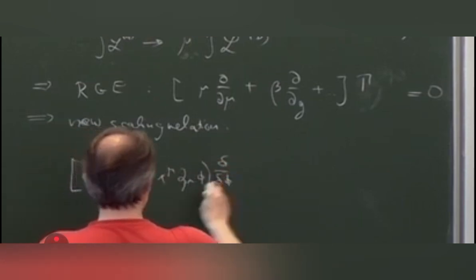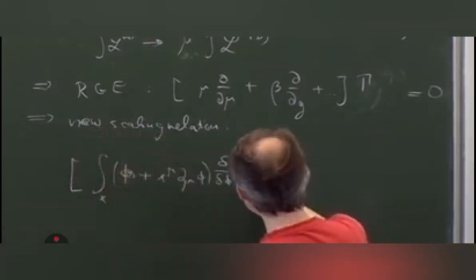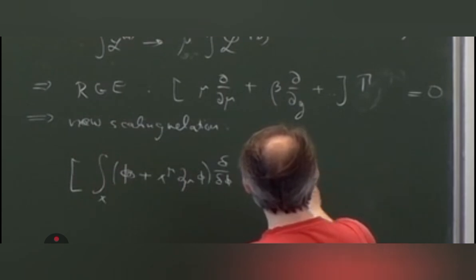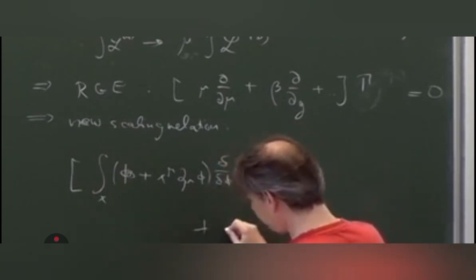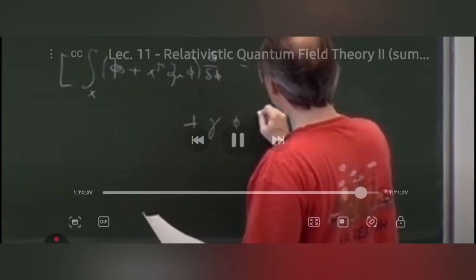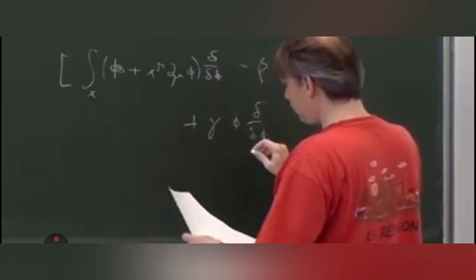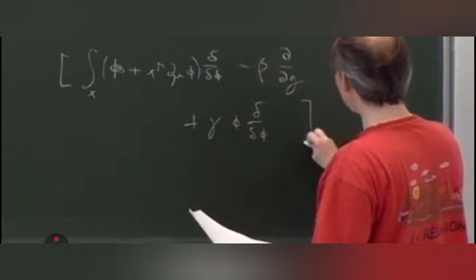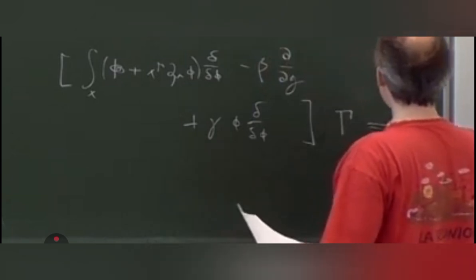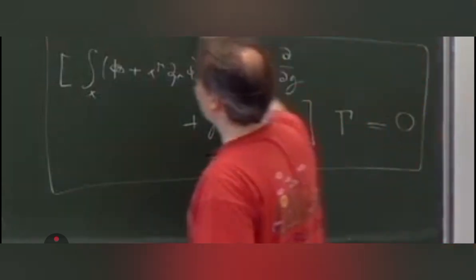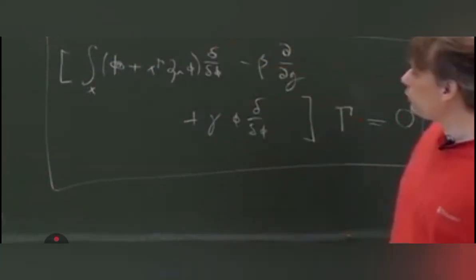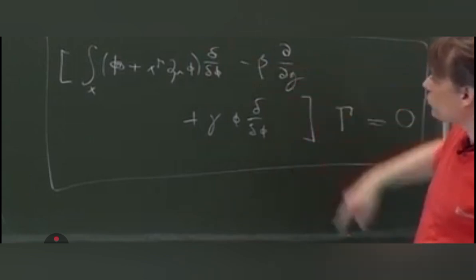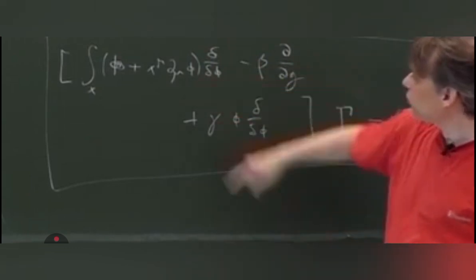That came from here. Then we have minus beta times d by dg plus gamma times phi d by d phi, and all of that acts on gamma and gives 0. And so here you see two additional terms appearing in this simple scale invariant case, where we have one generic coupling and one field in the theory.